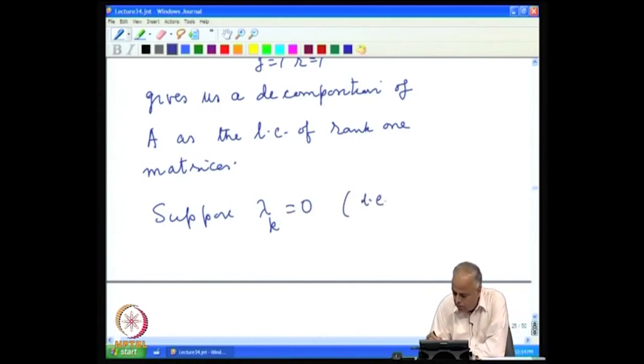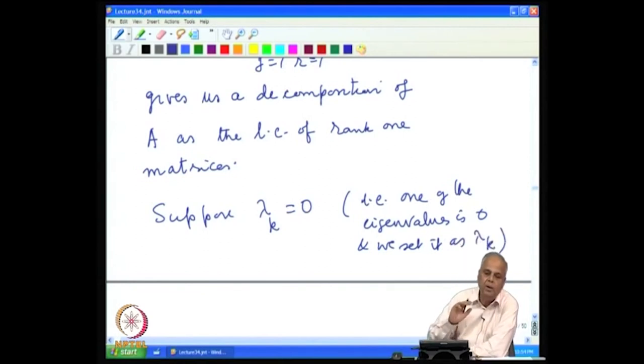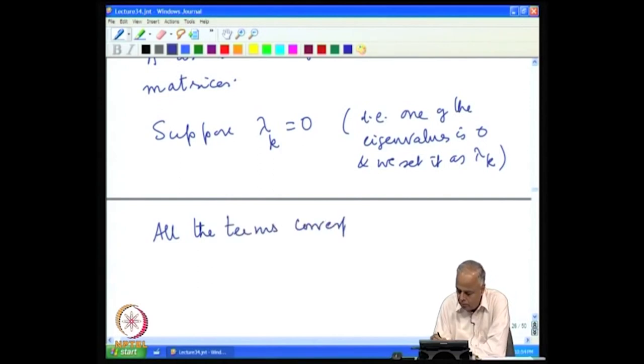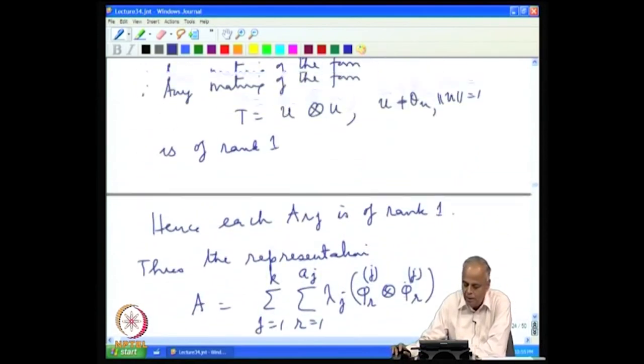So, one of the eigenvalues is 0, and we set it as lambda k. So, one of the eigenvalues is 0, say. What does that mean? This means all the terms corresponding to this eigenvalue in the above decomposition disappear, because we will be multiplying by that particular eigenvalue.